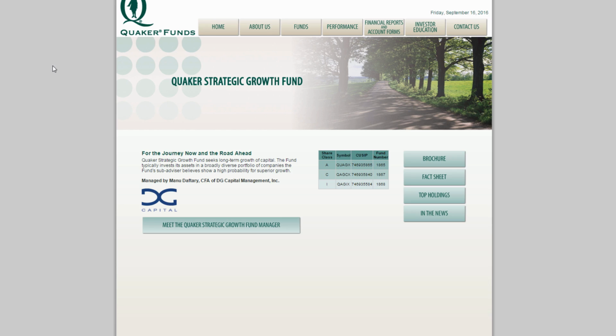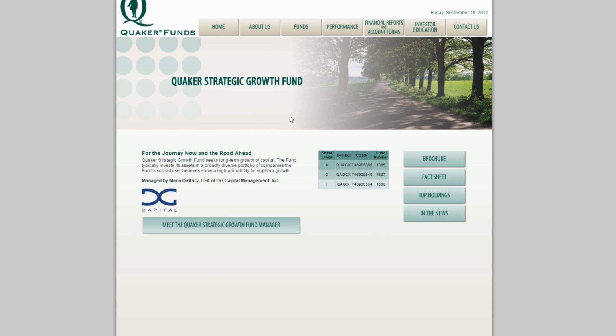And this happens to be the Quaker Strategic Growth Fund. It is a large cap fund. It's a large growth fund, so it's a little bit more risky, a little bit more growth than maybe the S&P 500, which is growth and value, a little bit more of a blend, but they're still large cap funds. You can see they're not sharing too much with us right off the bat here. I wish they were sharing a little bit more, but at least this is the Strategic Growth Fund.